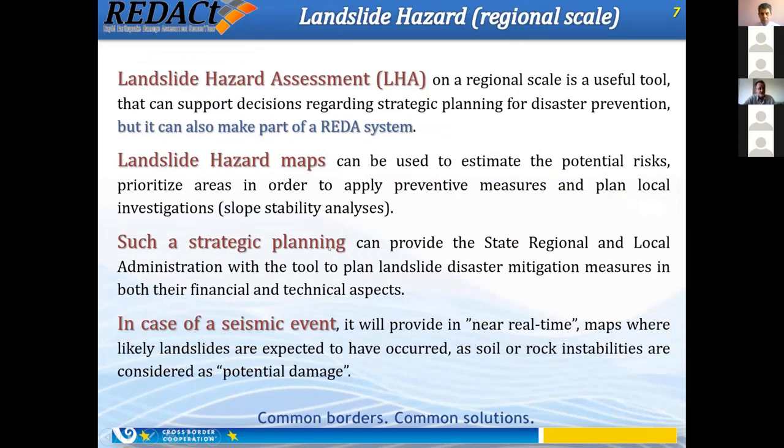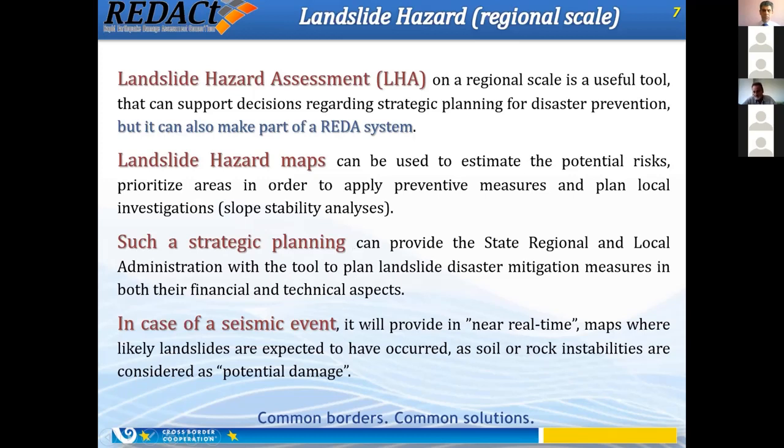Now, if we move to the second geotechnical hazard assessment, meaning the landslide hazard assessment on the regional scale, this we all know that it is a useful tool that can support decisions regarding the strategic planning for disaster prevention. But we believe that it can also make part of the radar system. And landslide hazard maps can be used to estimate the potential risk and prioritize areas in order to apply the preventive measures, and also guide where slope stability analysis should be done.